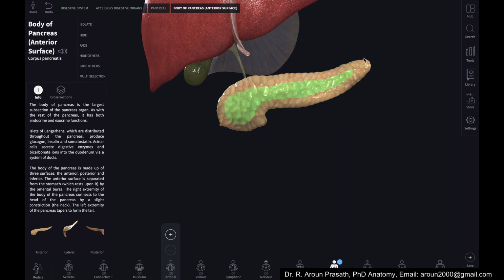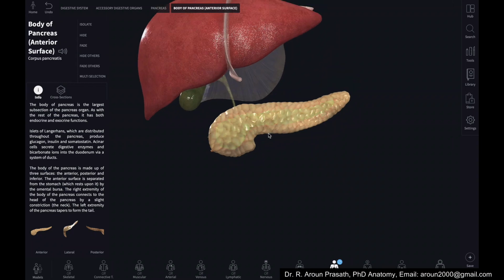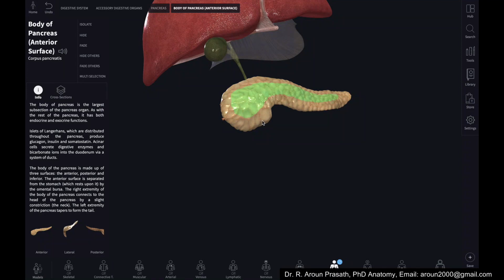The outermost connective tissue layer of the pancreas is very strong and thick in nature, and it doesn't rupture soon. That can lead to severe compression of the pancreatic tissues and lead to necrotizing pancreatitis. Okay, so this is a little bit of anatomy you have to know about the pancreas gland.